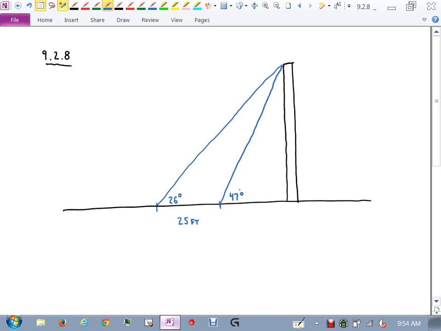What are we trying to find? The height of the building, right? Let's just call that H. Right there, H. So how can we do this? Anyone have any ideas using law of sines, how we might be able to do this?